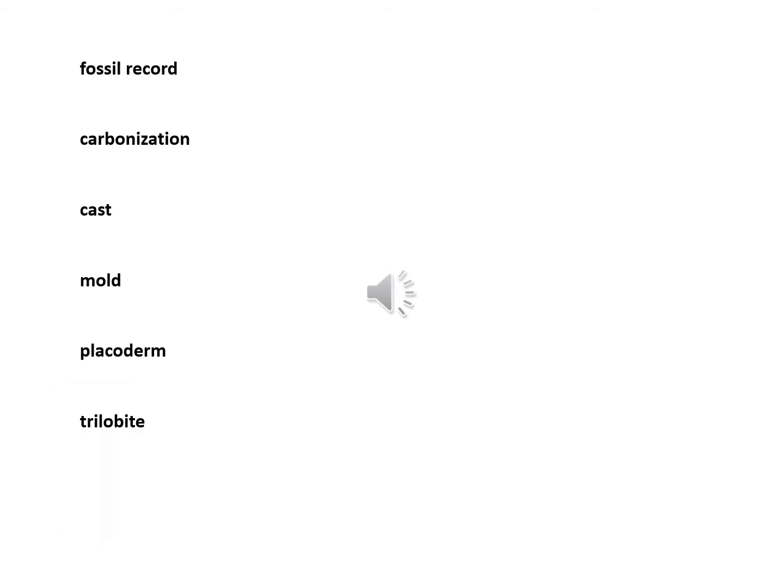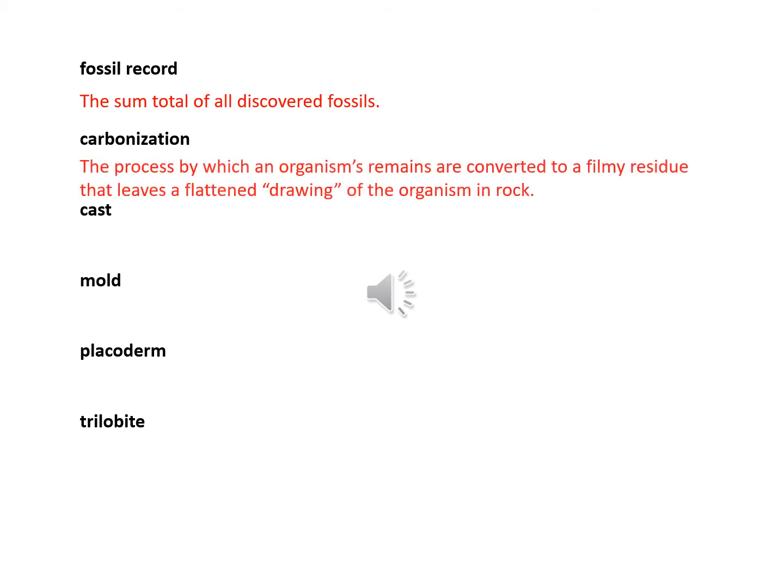In addition to those 4 vocabulary words, when you take your test, you will need to be familiar with the following vocabulary words. The fossil record. Remember that the fossil record is the sum total of all discovered fossils. Carbonization. The process by which an organism's remains are converted to a filmy residue that leaves a flattened drawing of the organism in rock.